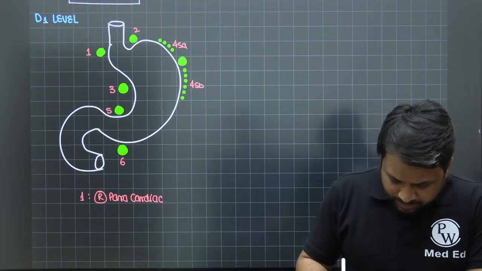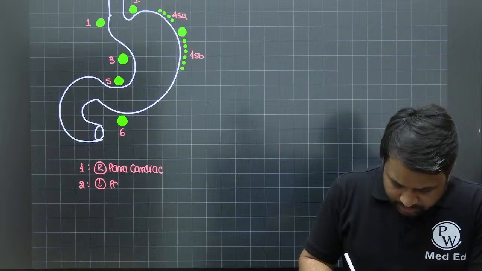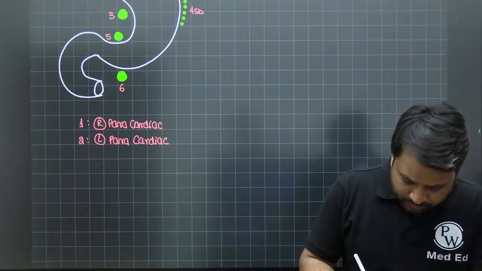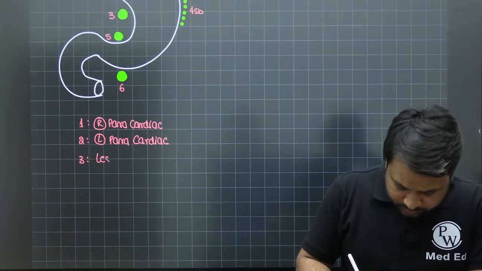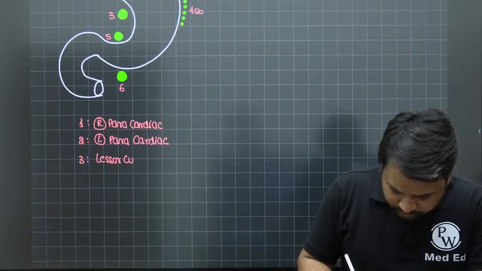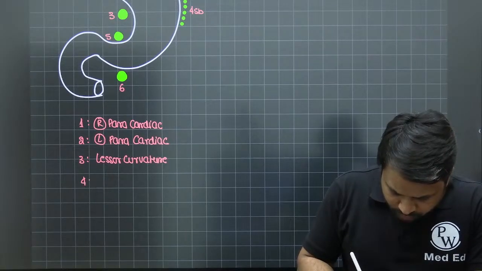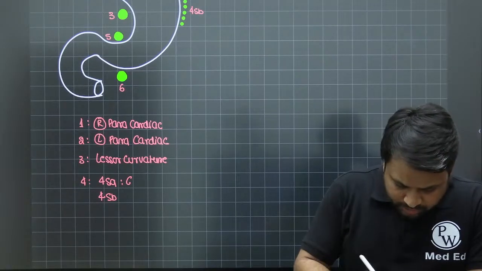It is a right paracardiac. Station 2 is going to be left paracardiac. Station 3 is going to be on the lesser curvature. Station 4 has station 4A and station 4B. 4A is along the short gastric arteries.